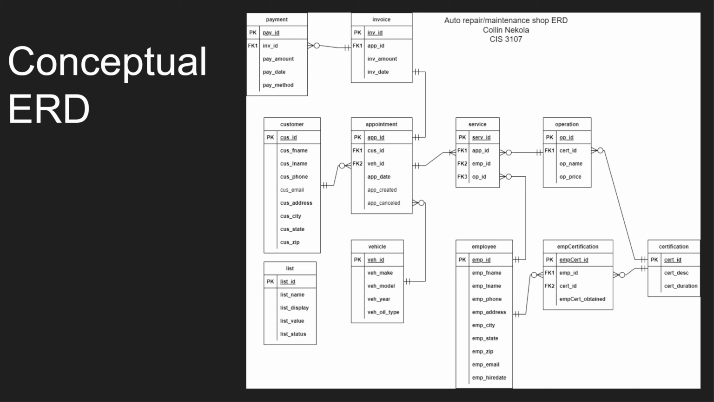Appointment is also related to one vehicle, and each vehicle can be part of 0 to many appointments. Appointment is related to one to many services, and each service is in one appointment. A service is basically like a bridge entity between appointment, employee, and operation. This just tells you what operation, like an oil change, for example. An oil change or a tire rotation, each one of those is a different operation. So this service entity is just to say, this is the appointment that got this operation and it was done by this employee. So that's what this is for.